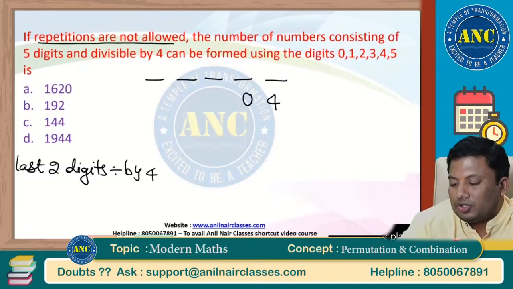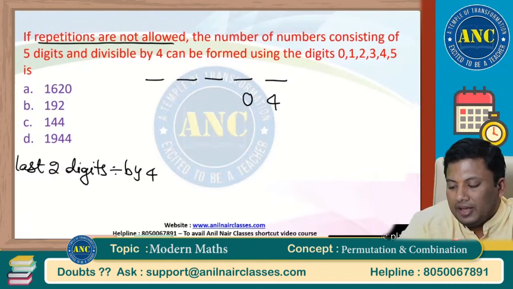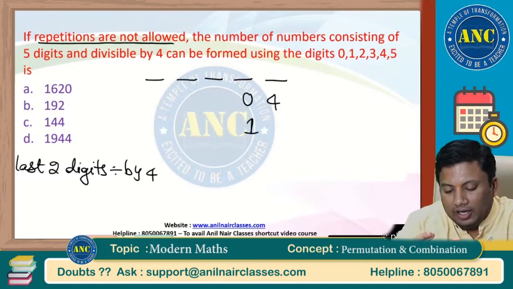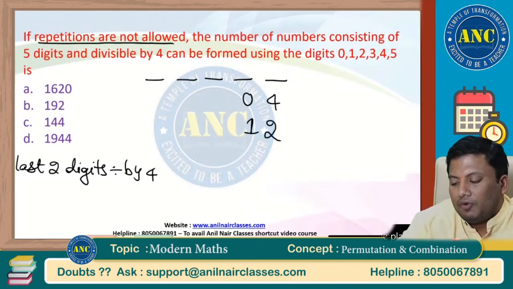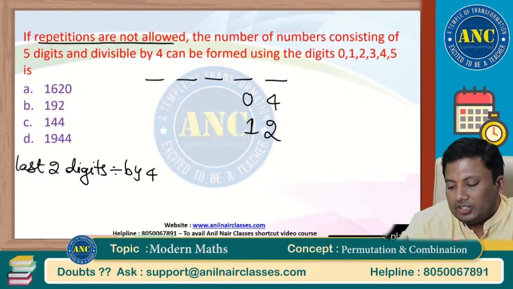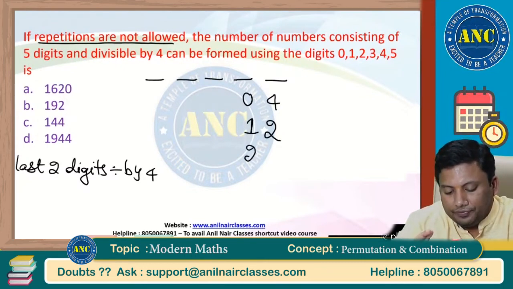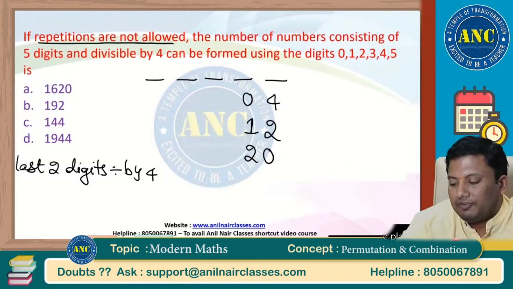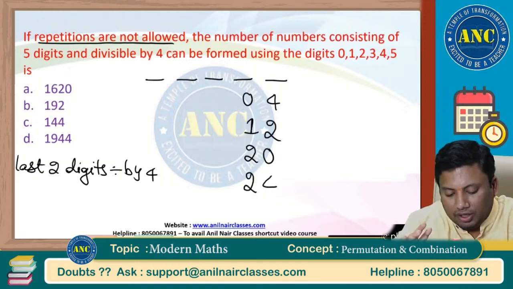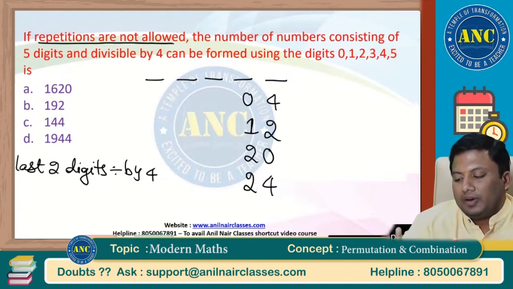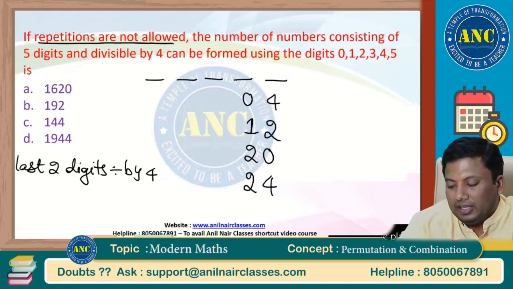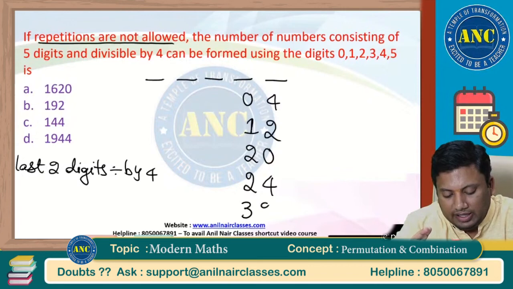01, 02, 03, 04, 05. With 1, 12, it is divisible by 4. 10, 12, 13, 14, 15. Next 2, 20. It is divisible by 4. 20, 21, 23, 24. 24, it is divisible by 4. 25. 30, 31, 32. It is divisible by 4.